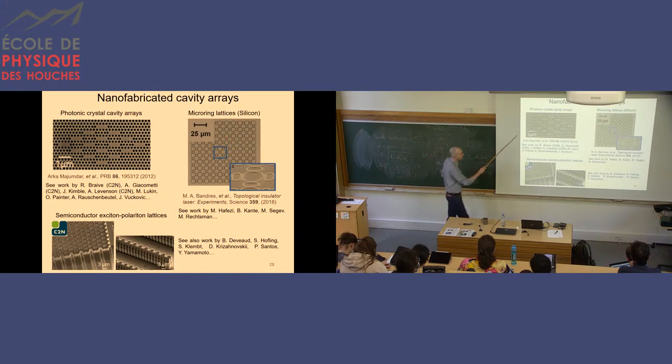There is a coupling between this mode and this mode. Why is there a coupling? Because usually, you know, there is an evanescent tail of the field. So there is an evanescent coupling between the different sites. Okay.